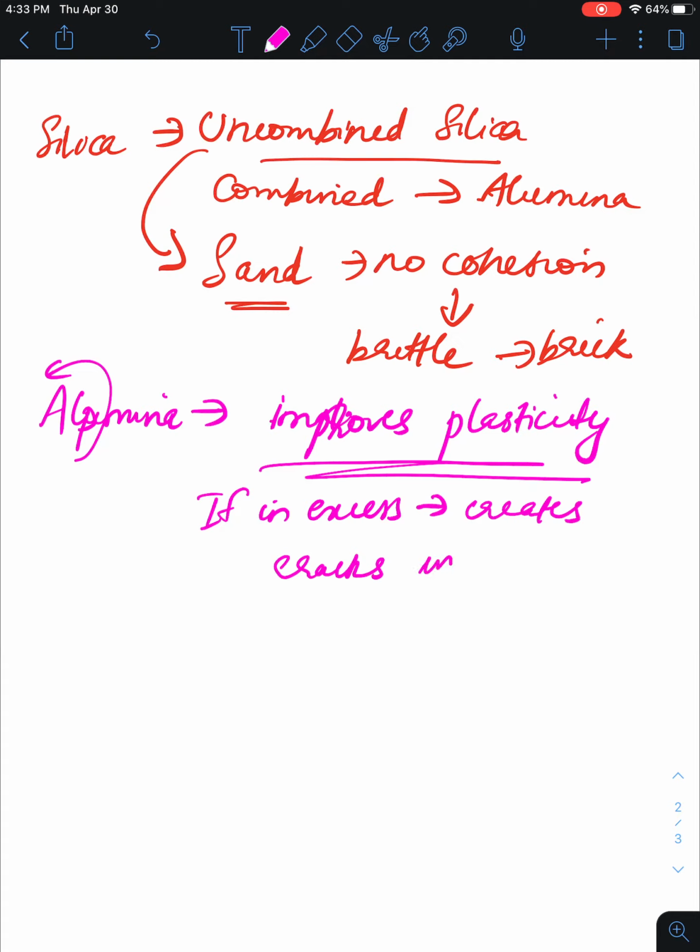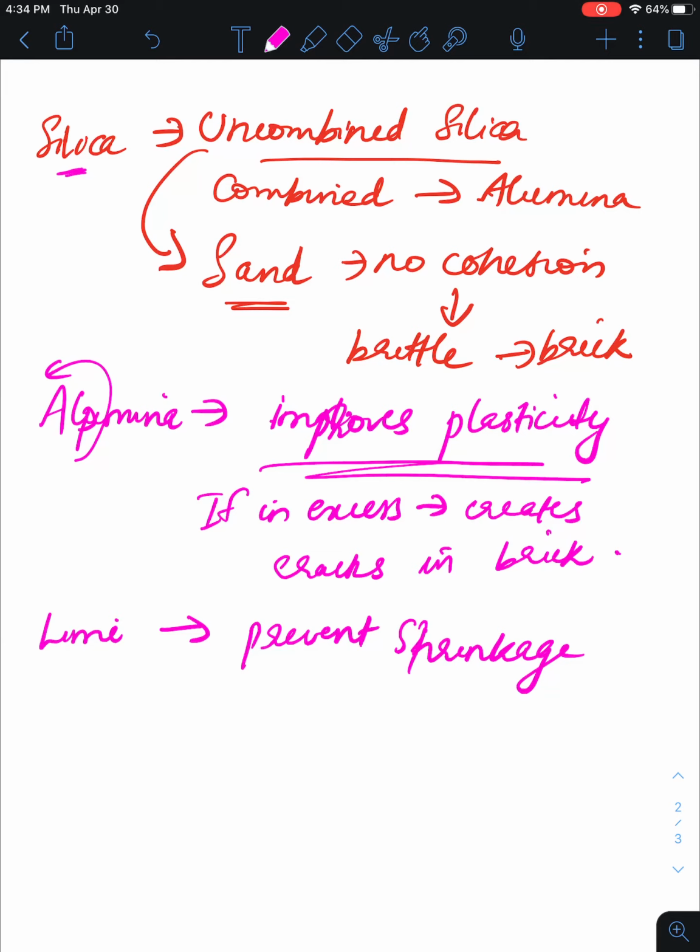Okay, in brick, that is regarding alumina. Then the next component is lime. Something is regarded the same in silica and lime. So what will it be? The second use of silica, what is that? It prevents shrinkage.